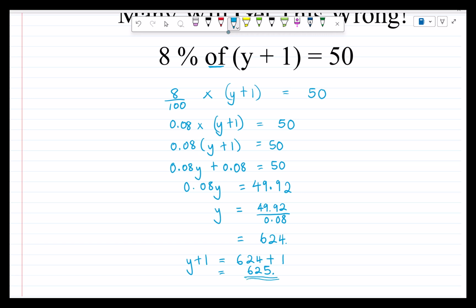And I know a lot of people probably ended right here at 624. But 624 is the value of y, and we want y plus 1, which is actually in parentheses. So y plus 1 is equal to 625. This would be your final answer. Because even if you punch it in your calculator and you find 8% of 624, you get 49.92 as your answer. But if you add the 1 as we have as y plus 1, and you say 8% of 625, you get your answer as 50.